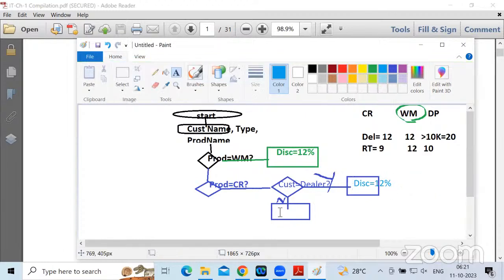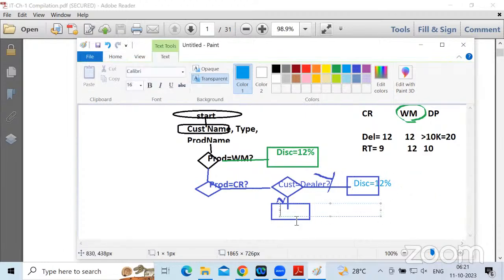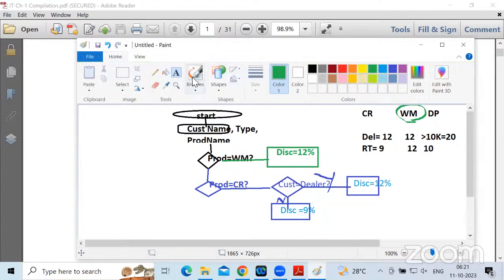Whereas if he is a retailer, the discount is 9%. So we have completed the second operation also. So you go here and circle this. This is also over. Now what's the last one?